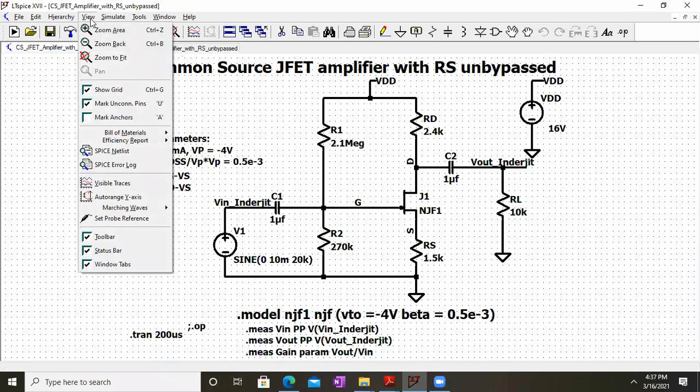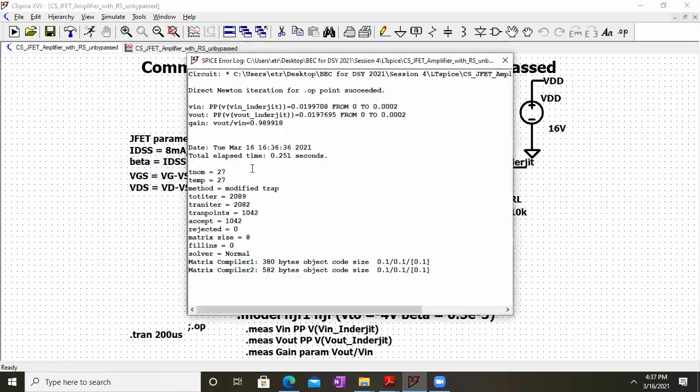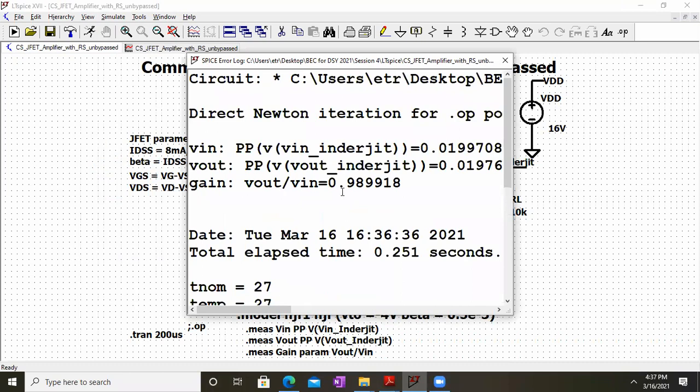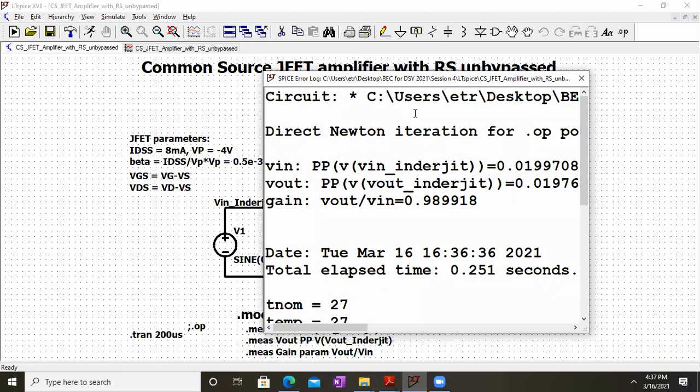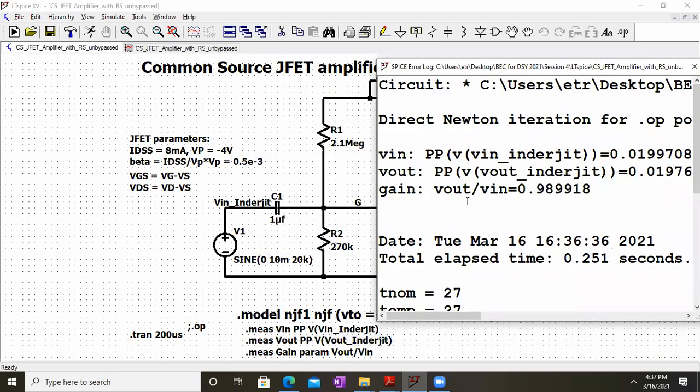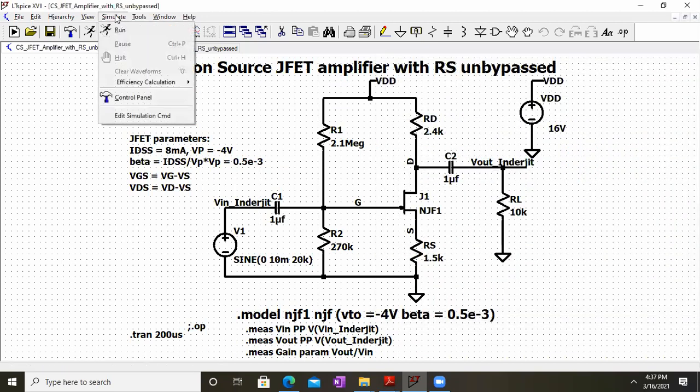Now let me show you how much the gain is. So gain is coming out to be 0.989. That is as good as 0.99. Remember, this technique of using dot measure will not take care of the sign. The sign you have to determine from the graph only, out of phase or in phase. So this is the value which we get, 0.989, and theoretically we are getting 0.99. So it's absolutely correct. Fine.